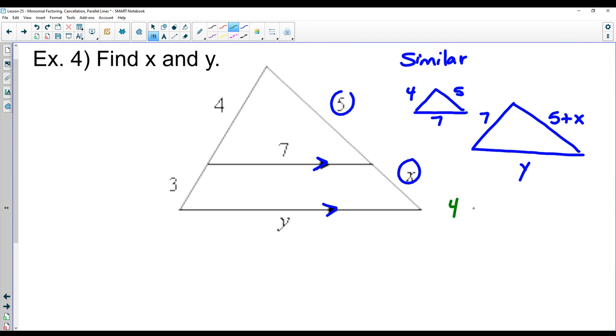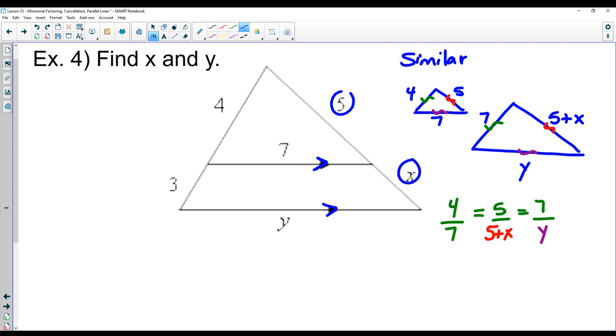you've got your ratios. So I'm going to do small triangle along the top. We have sides of 4, 5, and 7. And let's go get our corresponding sides. What goes with the 4 is the 7. What goes with the 5? The 5 plus x. And what goes with the side 7 of the small triangle? That's going to be the y in the big triangle.